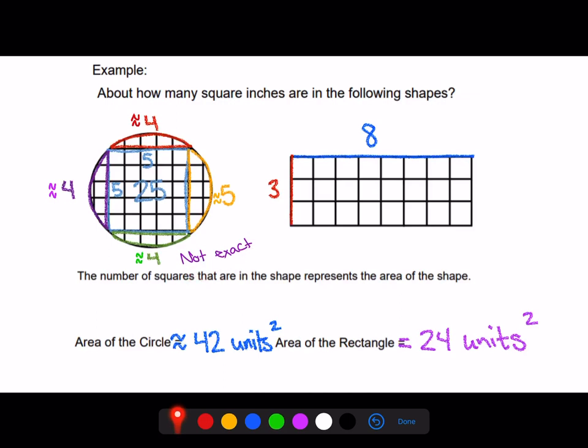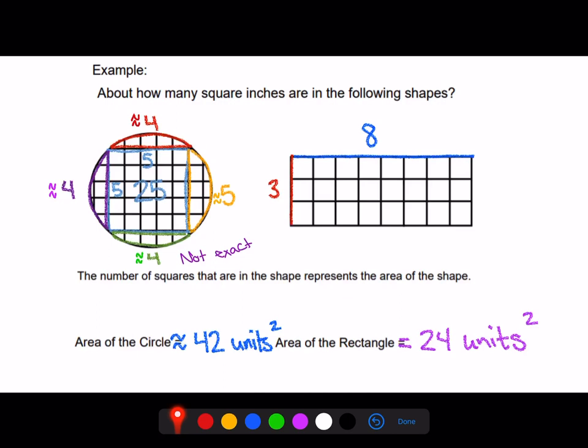So the area of the circle, if I add all these up, 25 plus 5 plus 4 plus 4 plus 4 will be about 42 units squared. Now again, it's not going to be exact because we don't know for certain if these will make up a whole box or not. We're just kind of rounding here.